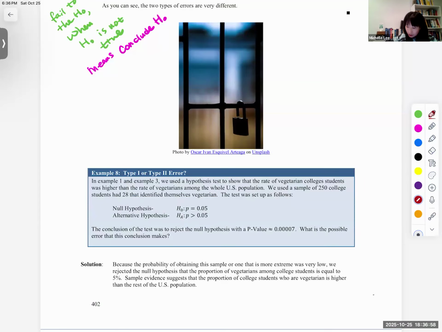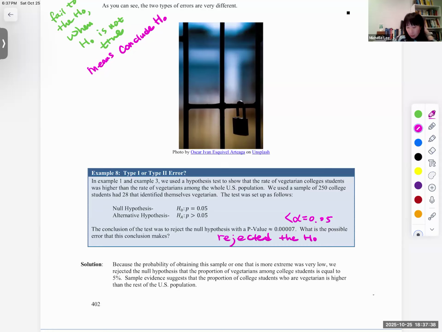Okay, so let's do this example, type 1 or type 2 error, right? We have the same example, the rate of vegetarian college students. We had a p-value of 0.00007, and alpha equal to 0.05, right? Which one is bigger? The p-value is smaller, so we do reject. We rejected the null, right?